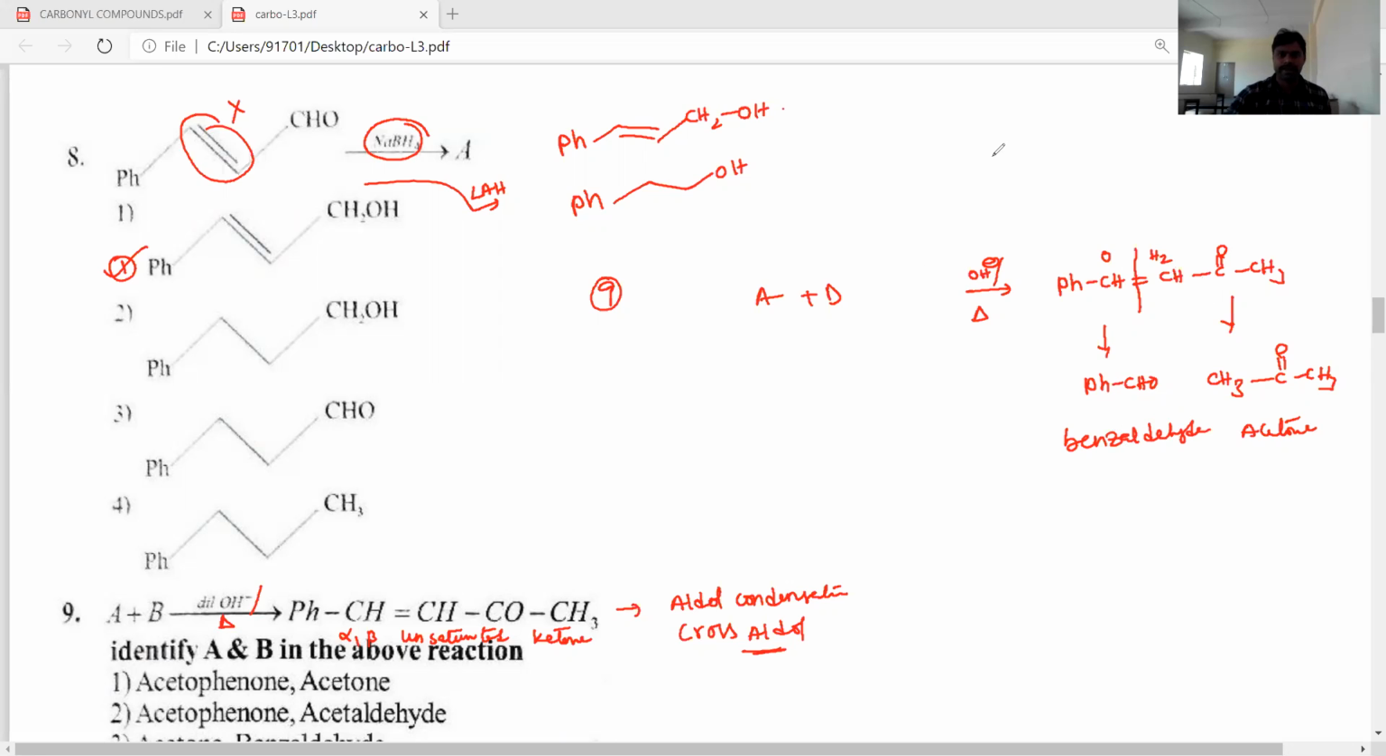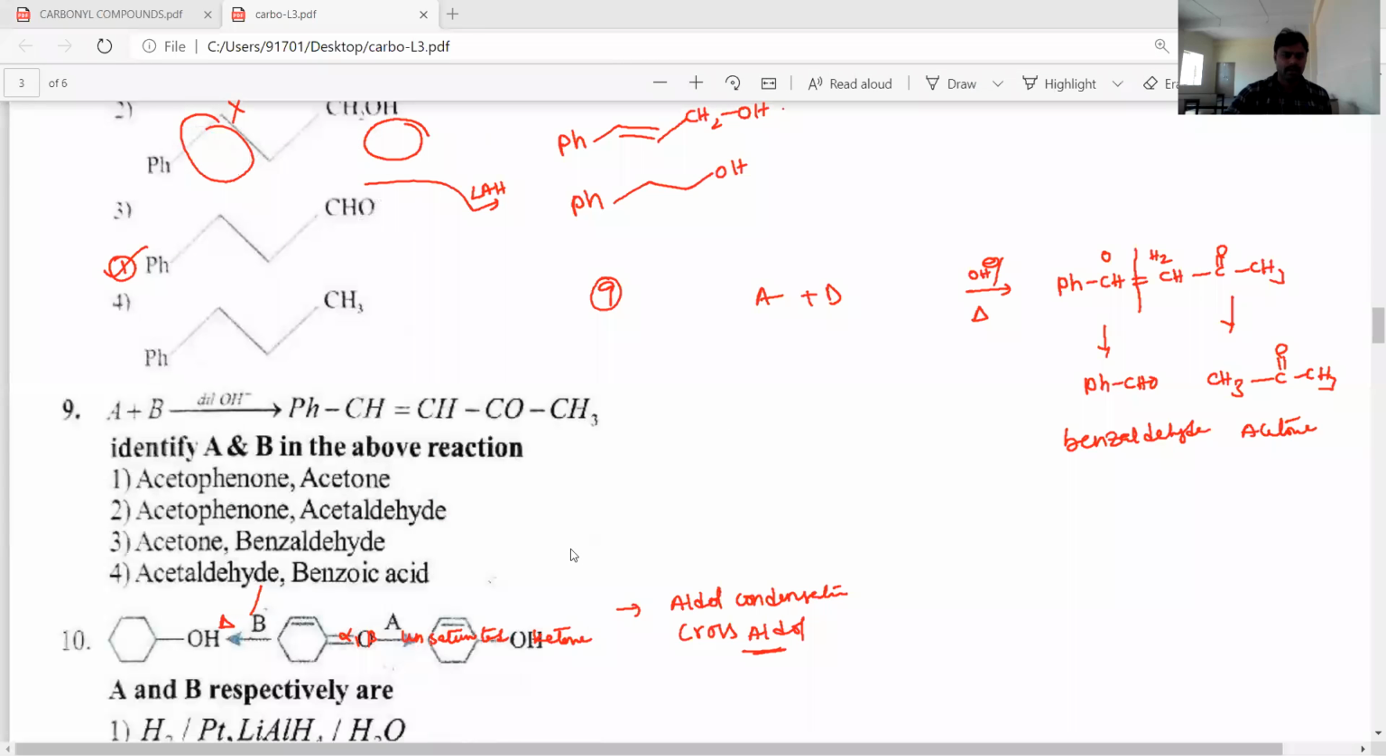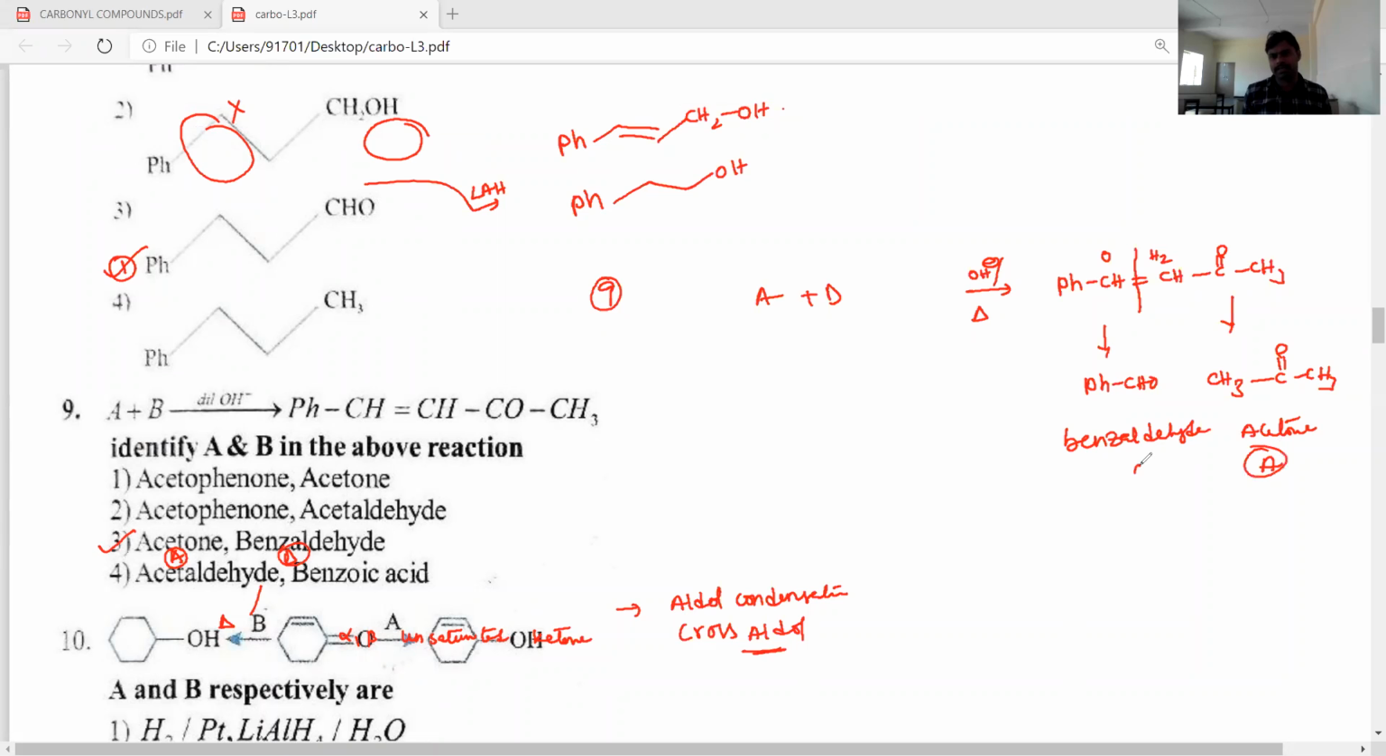According to that, what is the correct option, dear students? The option is acetone and benzaldehyde. The third option is correct. Acetone, let it be A, and B is benzaldehyde. This is A, they are considered, and this is B. Okay. Next.